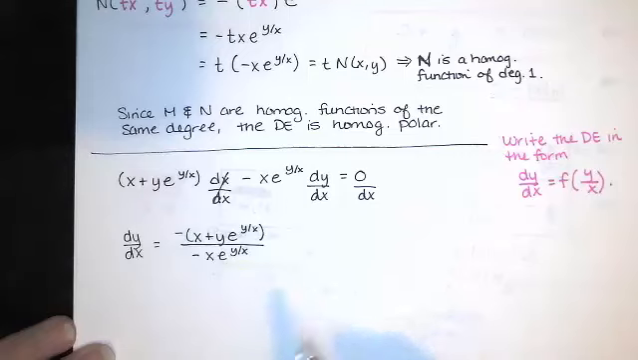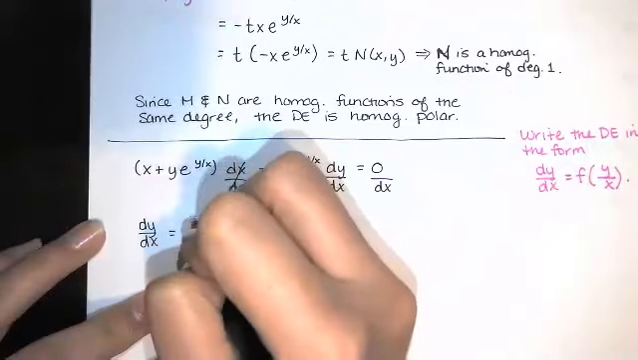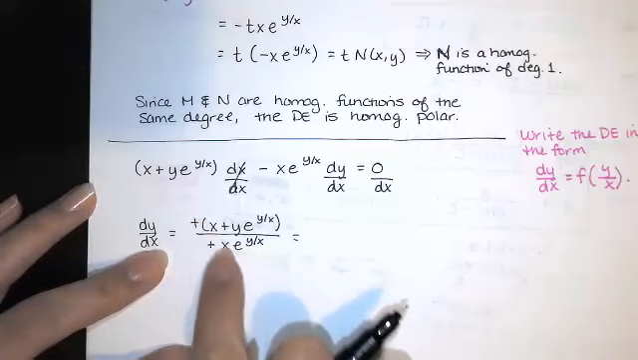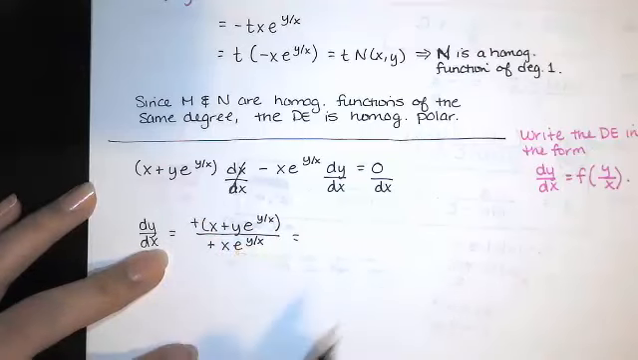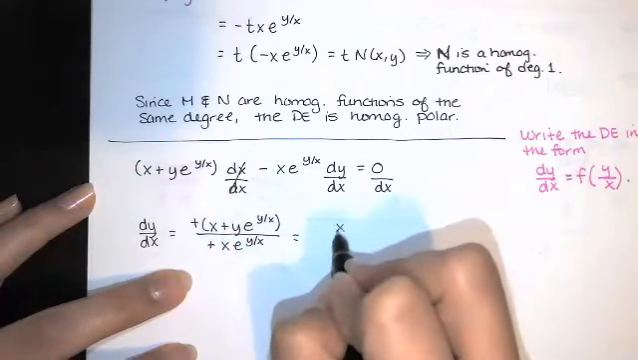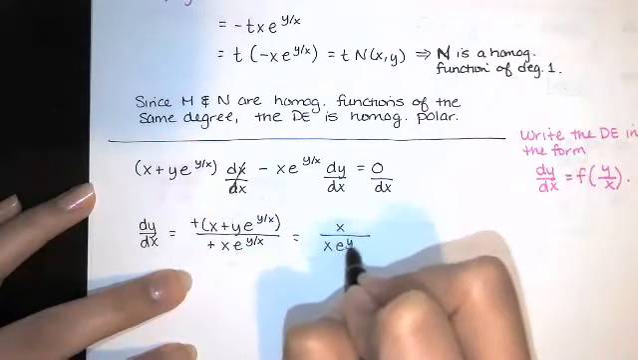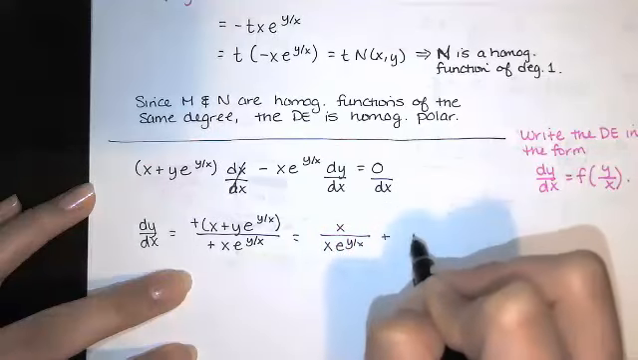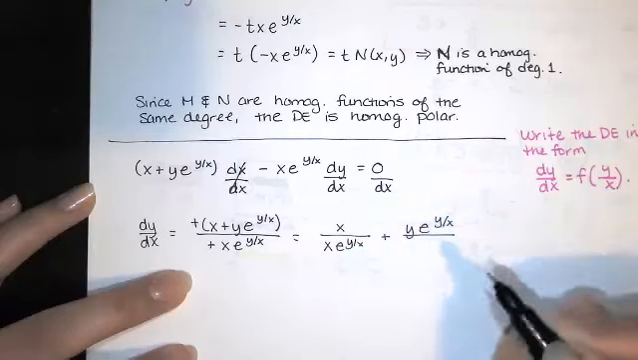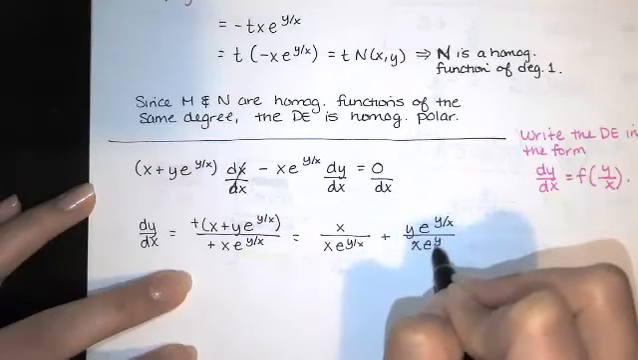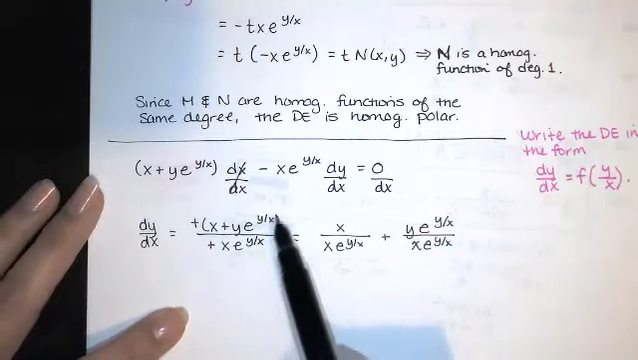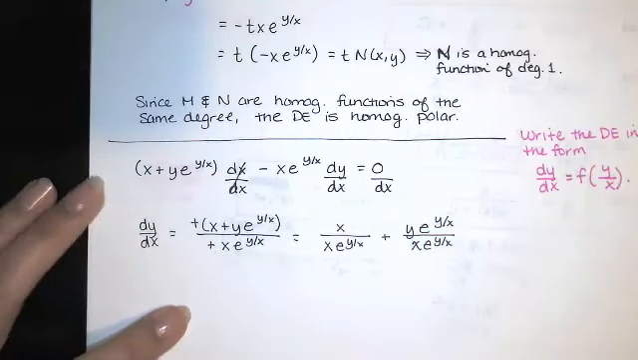And of course, a negative divided by a negative is a positive. Since this is a monomial, you can take this term and divide it by this guy, and then this term and divide it by that guy. So we're going to have x over x times e to the y over x plus y times e to the y over x divided by x times e to the y over x. Just taking that term and dividing by the denominator and that term and dividing by the denominator.